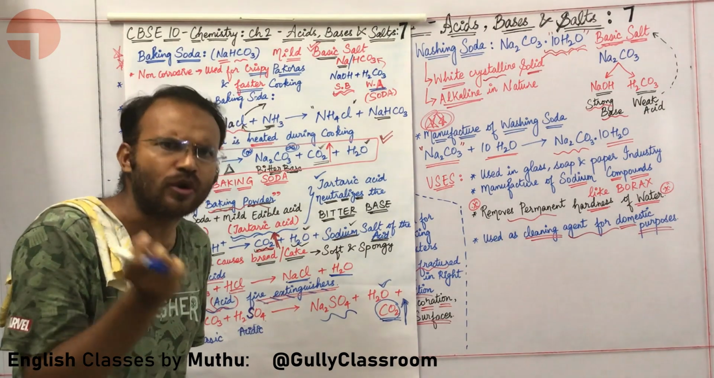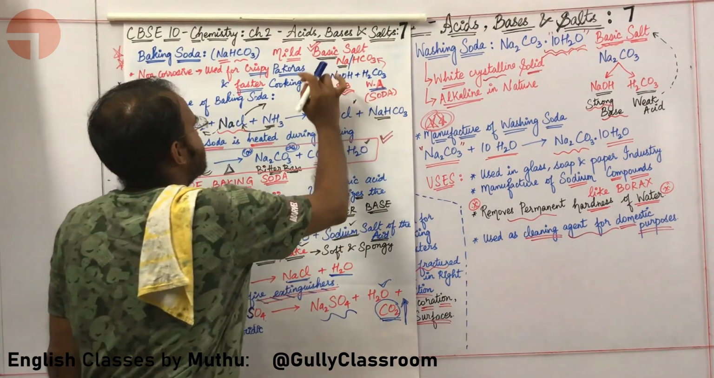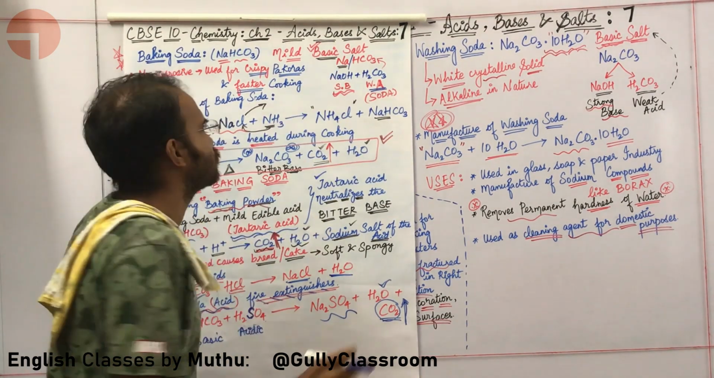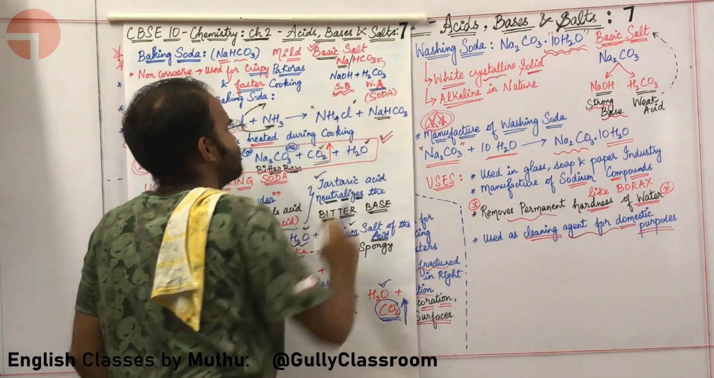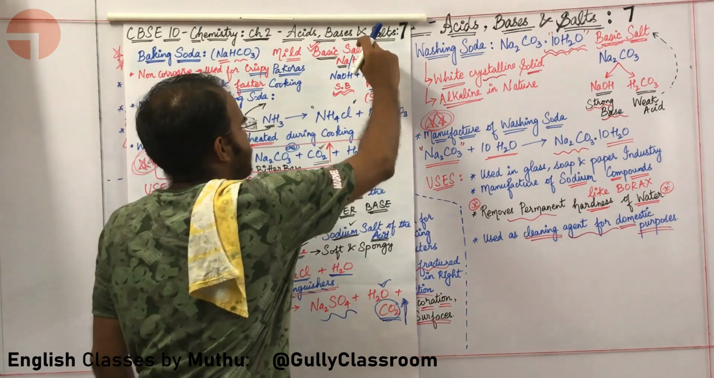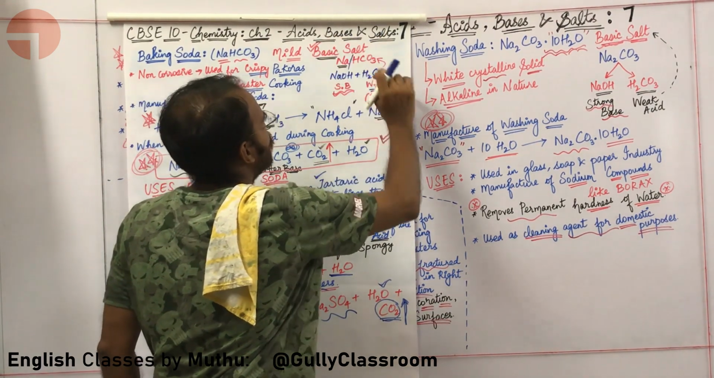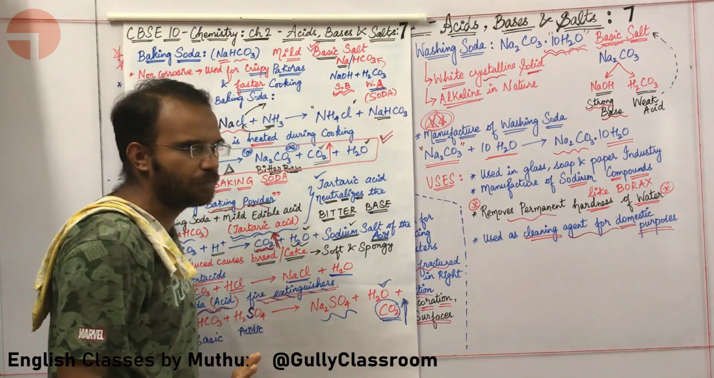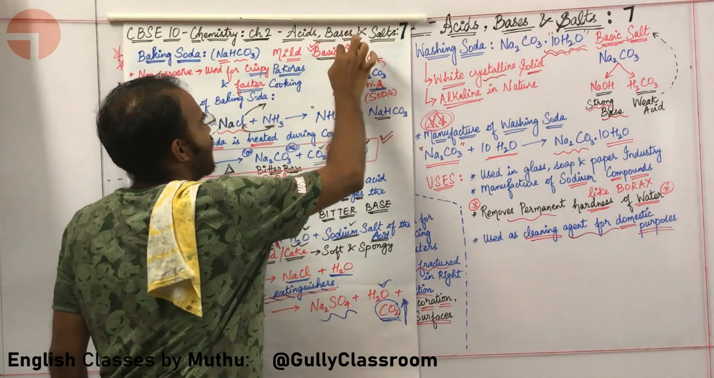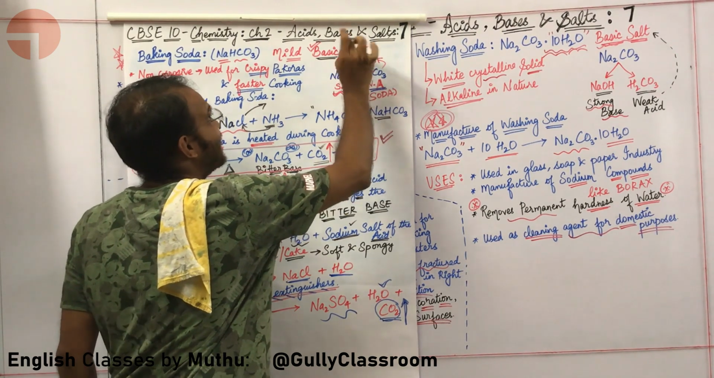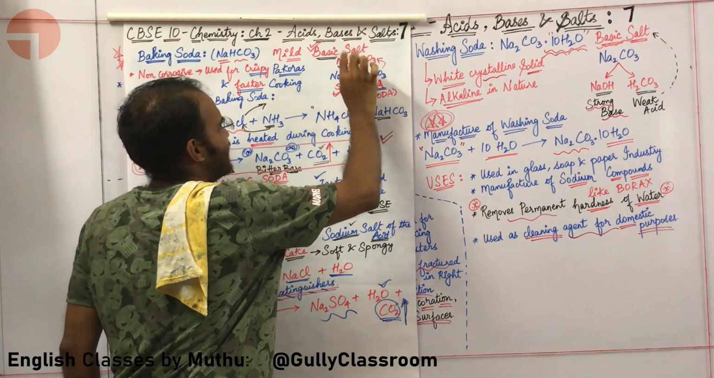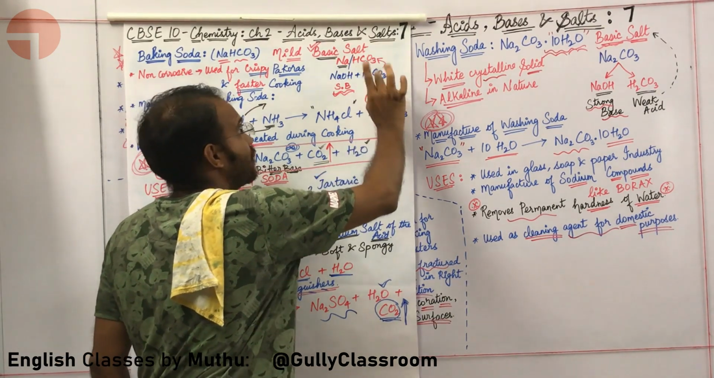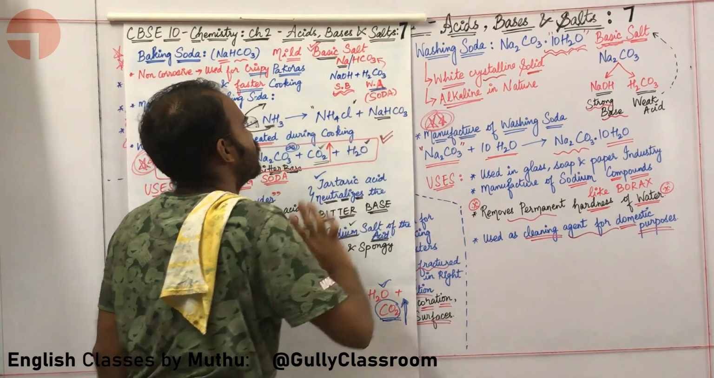Why is baking soda a mild basic salt? Because Na in baking soda is from NaOH, and HCO3 in baking soda is from H2CO3, carbonic acid. Let me repeat myself. The positive ion in the salt baking soda, sodium Na plus, is from NaOH. HCO3, the bicarbonate negative ion, is from carbonic acid.